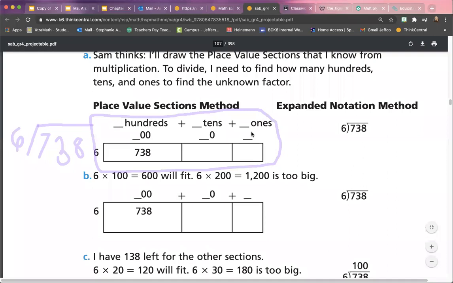So what you want to do is set this up with 738 in your first box. If you look at this, and I'm going to use a different color, you can see how it looks like long division, right? So this looks like the same thing as this. Set up here, but your 738 goes in one box.